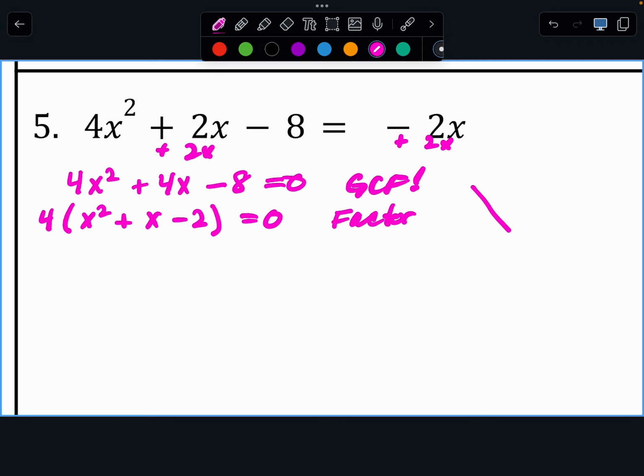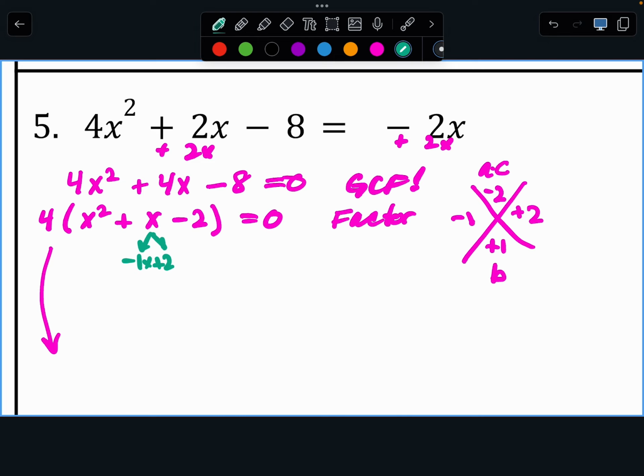So we do our x puzzle. It needs to multiply to be negative 2 and it needs to add to be positive 1. So that's minus 1 plus 2 as I multiply. So that becomes 4 times, wait a minute, let me do this. I'm going to bring this down here. As I rewrite this to be negative 1x plus 2x, so I have x squared minus x plus 2x minus 2.